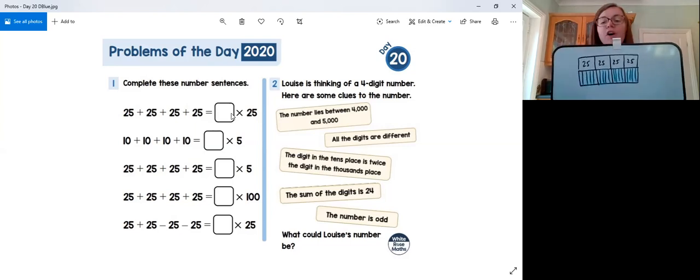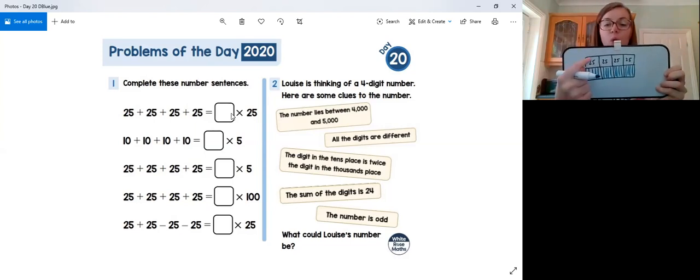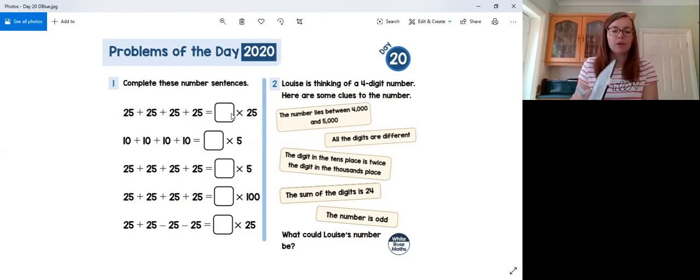So obviously it's far too small for me to count on my bar model, but I know for every one of those, there's 5 of these. So I'm going to count in 5s. 5, 10, 15, 20. So 4 lots of 25 is the same as 20 lots of 5. Okay, nearly there now then.